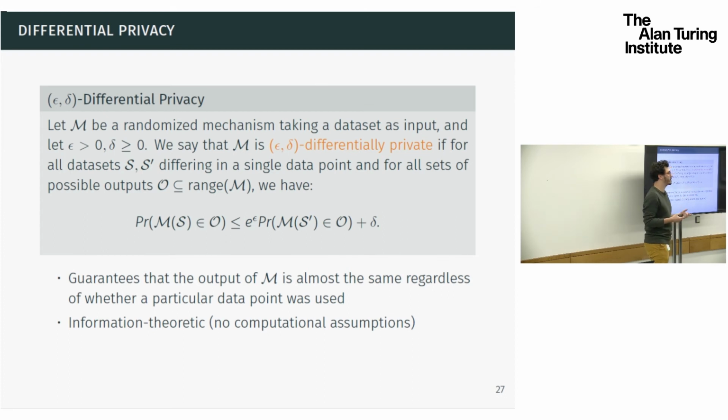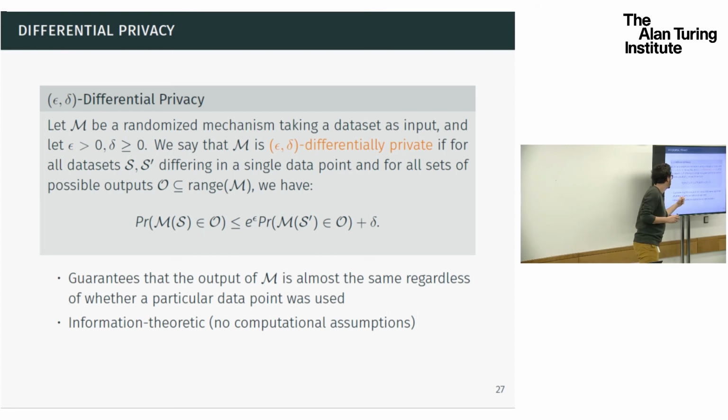And "doesn't change too much" is expressed in this way. So epsilon in particular tells you how much difference there can be in this probability of the output. This needs to hold for any output, and then you have a delta here which gives you a little bit of slack against very unlikely events, for instance. So what this guarantees essentially is that the output of M is almost the same regardless of whether a particular data point was used in the algorithm. This is really what this is saying.